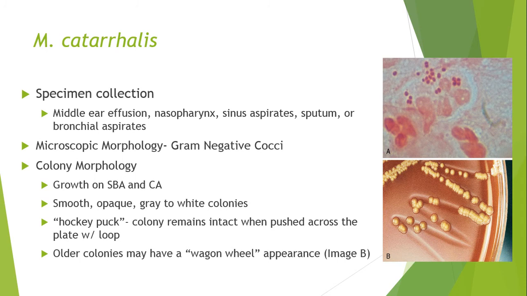So if you go to touch the colony, it might slide. The whole colony stays intact and might slide across the agar. So you want to think of him if you hear that description. Older colonies kind of have a wagon wheel appearance. So maybe at 48 hours of growth, we see this wagon wheel appearance. You might see it better in your book, but it's kind of raised in the center, and you can almost see like striations around the raised center, and it looks like a wagon wheel. So think of this guy if you hear wagon wheel.